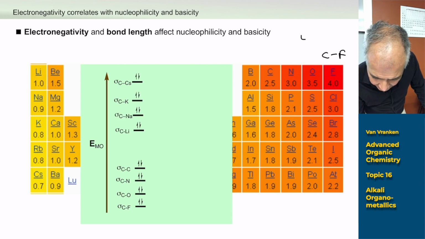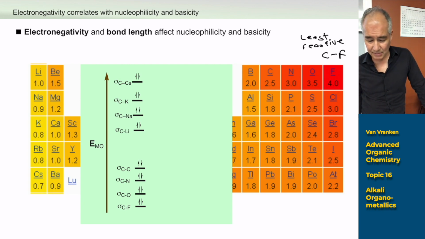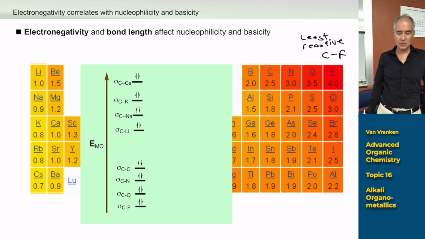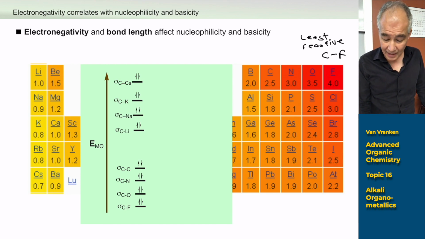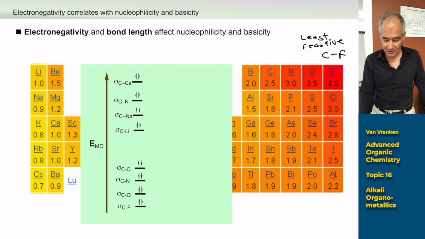So this is the least reactive bond to carbon that we can think of, right? It's the least reactive. Fluorine, if you look at the electronegativities on this table, 4.0 electronegativity, it's the most electronegative atom, so that's going to be the least nucleophilic bond. If we went to a carbon-oxygen bond, it's still not reactive, but if you had to make a choice, a carbon-oxygen bond would be more nucleophilic than a carbon-fluorine bond.